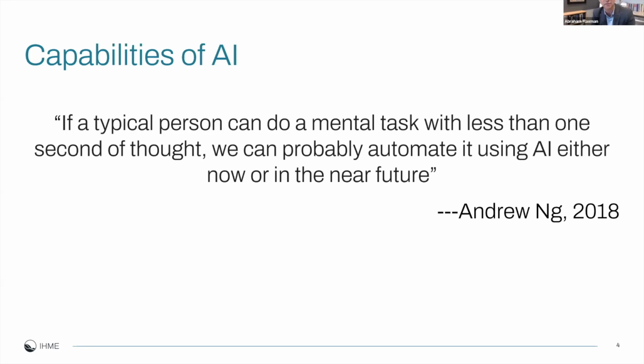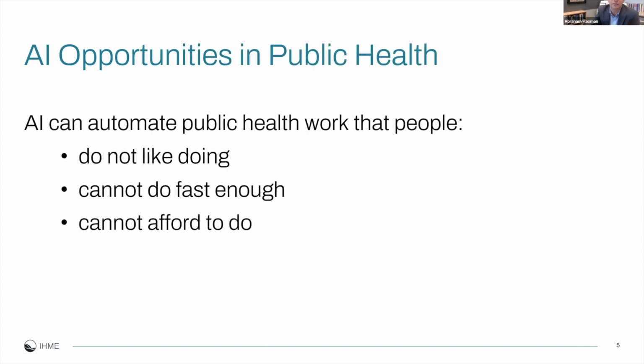And at the time, again, 5 years ago, when I was thinking about where artificial intelligence might fit in global public health, there was this AI luminary, Andrew Ng, who explained the capabilities thusly. If a typical person can do a mental task in less than 1 second of thought, we can probably automate it using AI either now or in the near future. And 5 years, is that the near future? We're able to do so many things that even a typical person can't do, even if you give them way longer than a second of thought.